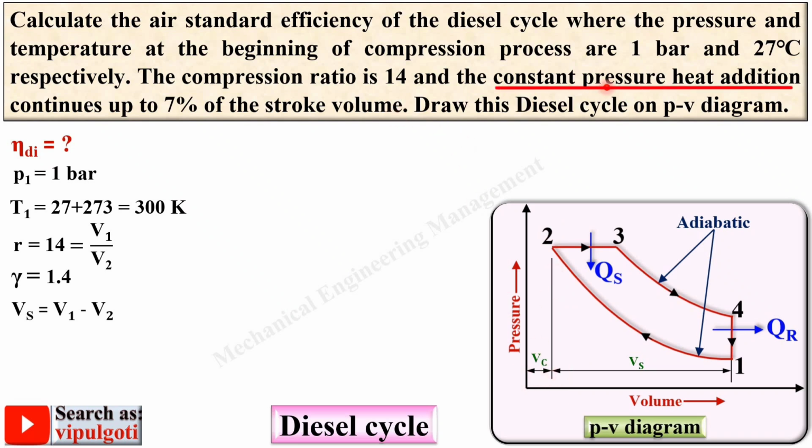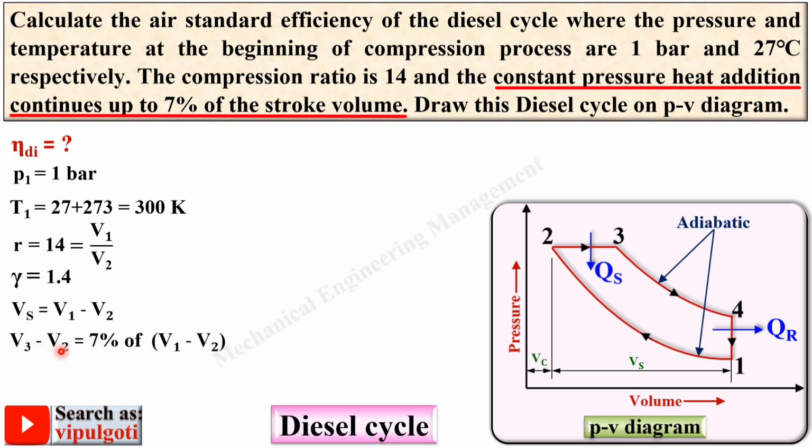Now again try to understand this statement. The heat addition, that means from the process 2 to 3, that means this volume. So the constant pressure heat addition continues up to the 7% of the stroke volume. So the heat addition at the constant pressure, that is V3 minus V2. So that V3 minus V2 is 7% of the stroke volume. So I am going to write over here V3 minus V2, that is the 7% of the stroke volume. And you know that stroke volume is V1 minus V2.